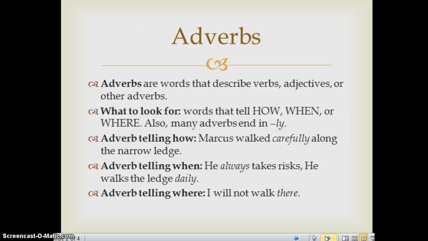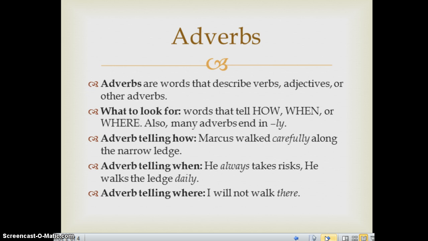We all remember that verbs are words that show action or state of being, and adjectives are words that describe a noun or pronoun. So what to look for when trying to decide if a word is an adverb? You ask yourself, does this word tell me how, when, or where? And also, many adverbs usually end in ly.